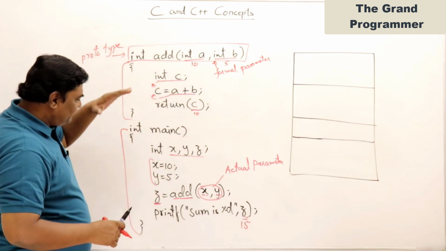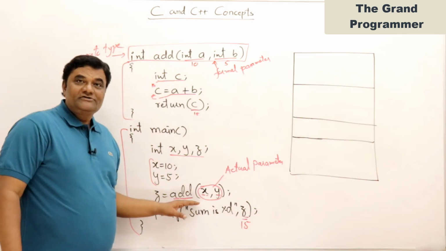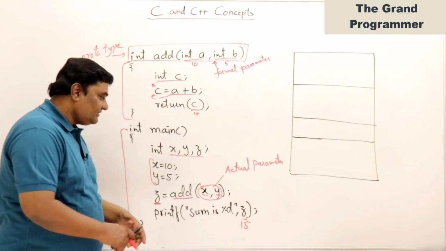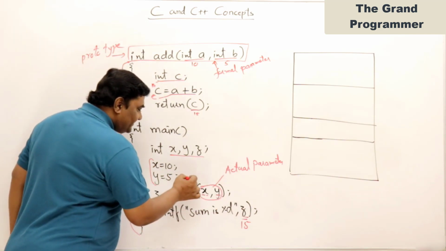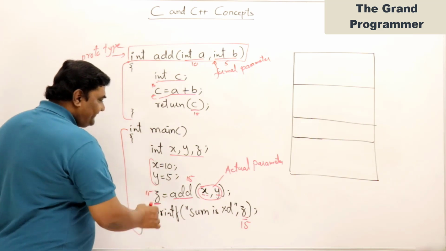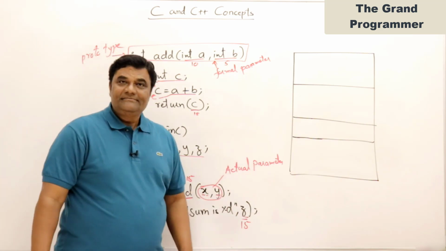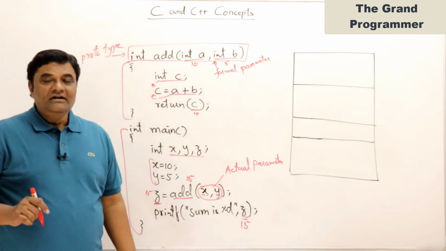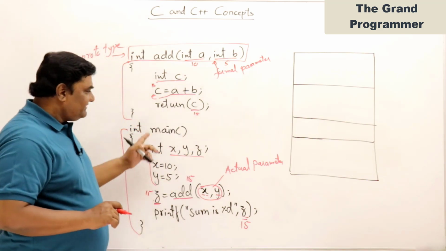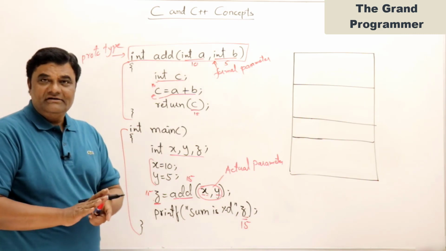And when the function returns, it will come back to the line from where it was called. So the result of the function is 15. So this becomes 15, and that 15 is assigned to Z. So Z becomes 15 and the value is printed. So this is the working. So I have explained to you the parameters and the working. Now let us see how it works inside the main memory.